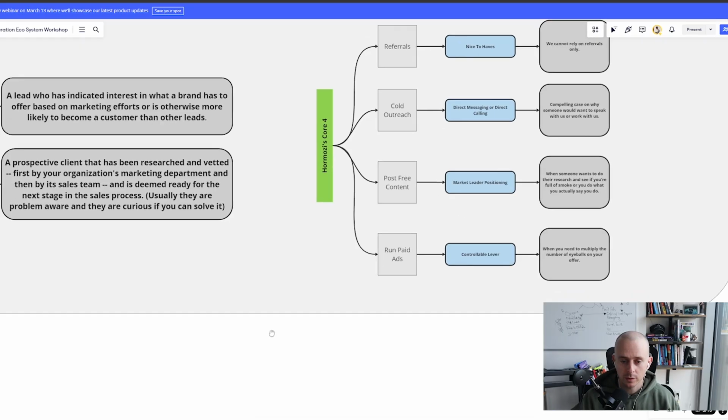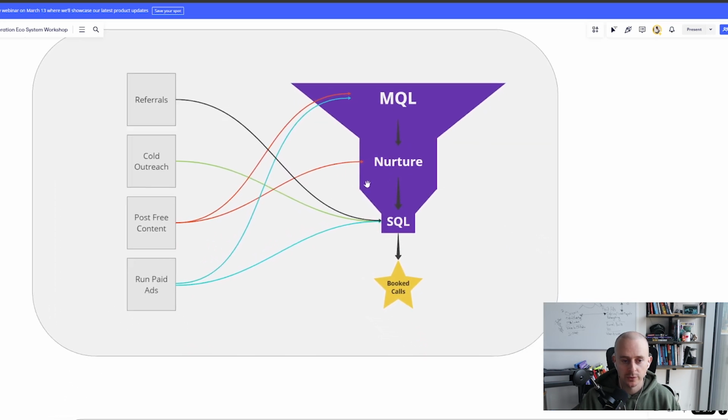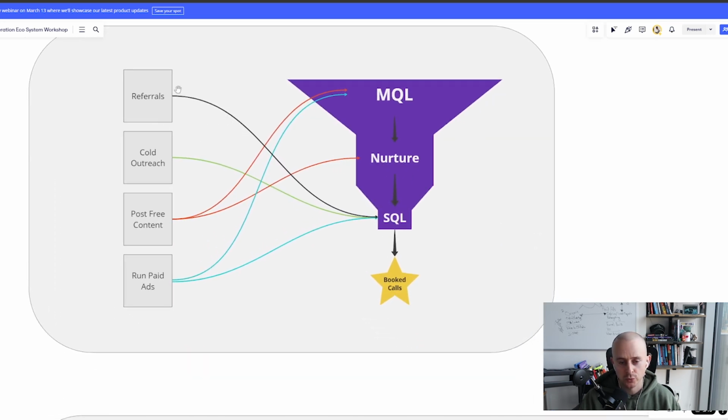All right, so let's see how Hormozi's Core 4 then plugs into our funnel system. On the referral side, you'll know that there's a direct tie into sales qualified leads. So when we get referrals, these are what we consider immediately sales qualified leads. There's really no nurturing that needs to take place here. It's a direct referral, and chances are they're ready to buy because they've heard something great from someone else.